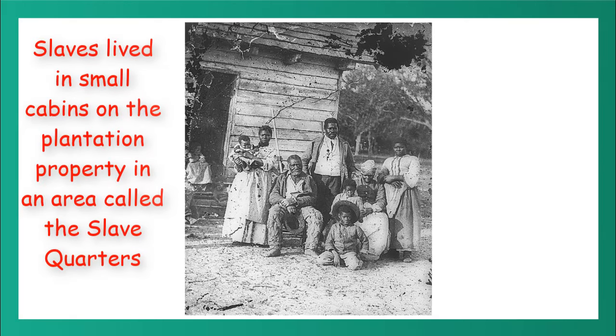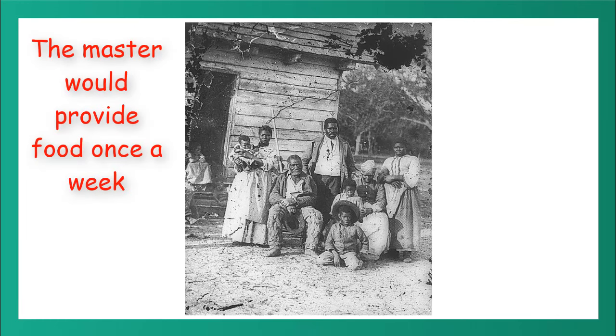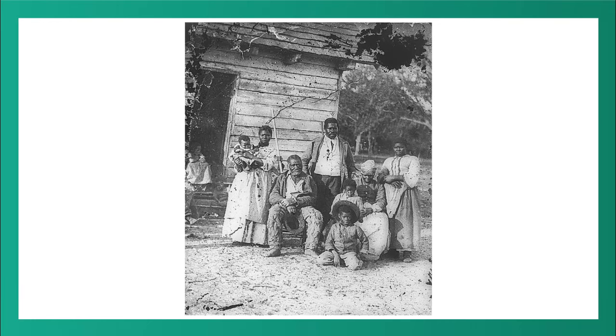Most slaves lived in very small houses on the property, separate from the plantation owner's home, called the slave quarters. The master would provide food once a week, which was usually not very healthy, and consisted of lard, cornmeal, flour, and molasses. On some plantations, slaves were allowed to have gardens in the slave quarters where they could grow their own vegetables to supplement their diets.